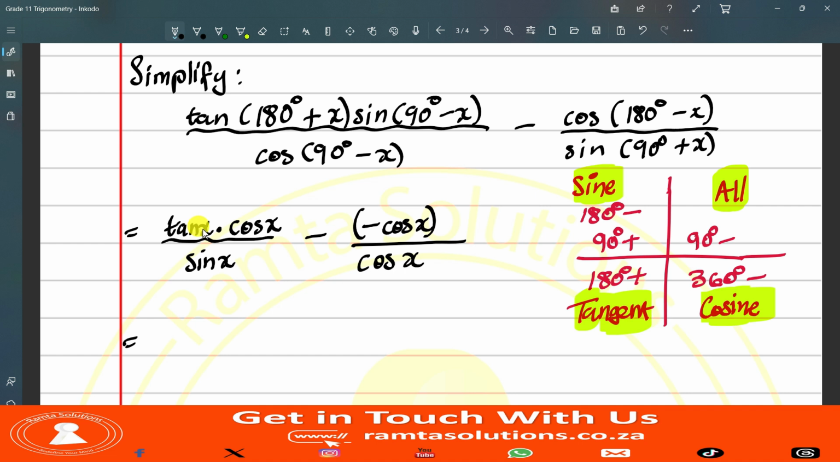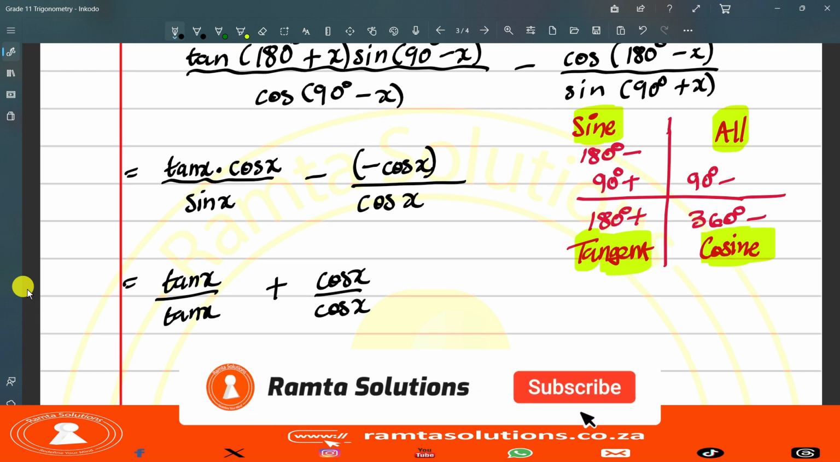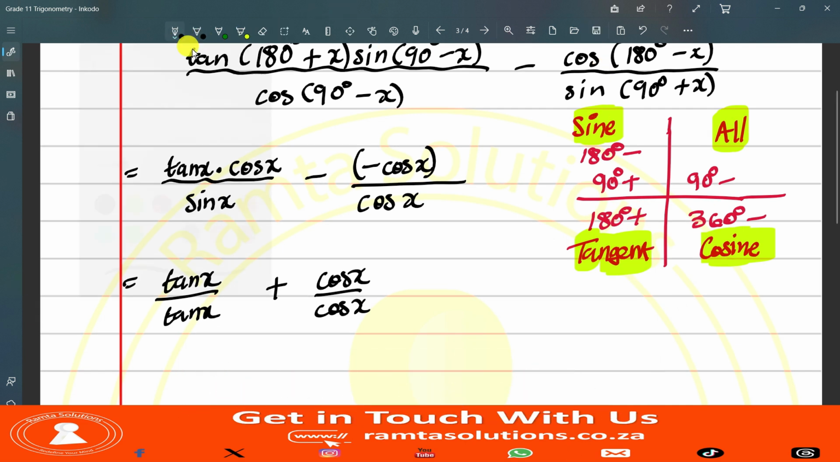With this one, because I'm seeing that you have cos x over cos x, you can say you have tan x over tan x plus cos x over cos x. This is okay, it's up to you guys. Otherwise, you can go this route.